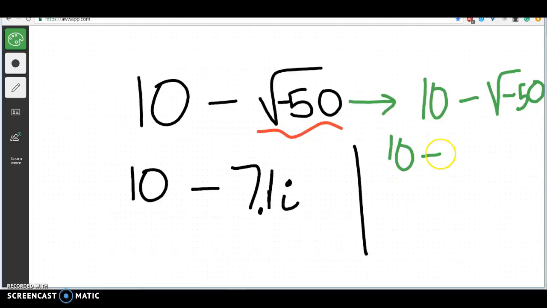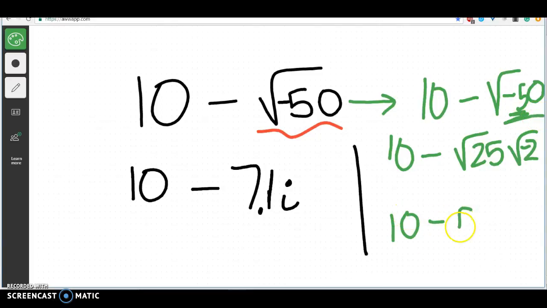But if I do 25 times 2, well, the square root of 25 times 2 gives me 50. But I can do the square root of 25, which is 5. And then you just say, well, what's the square root of negative 1 in there? It's i. So you'd have this.